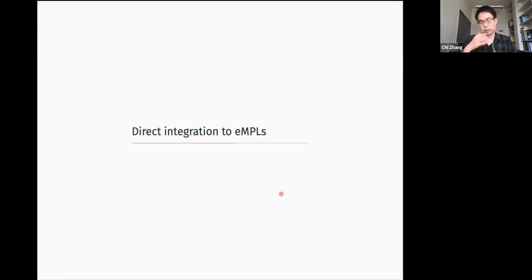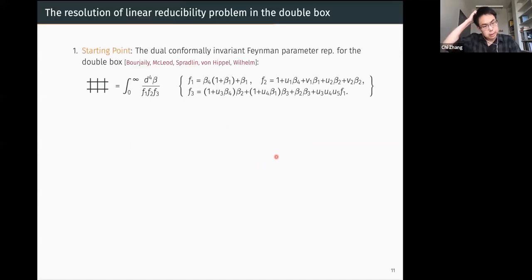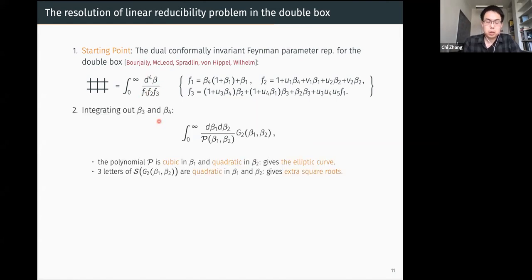Now let's see how to apply the technique of polylogs to the double box integral. We start with the dual conformally invariant Feynman parameter representation for the double box integral, which is a fourfold integral of some rational functions. Two Feynman parameters, say beta 3 and beta 4, can be easily integrated out and leave us with a weight-2 polylog and a prefactor.